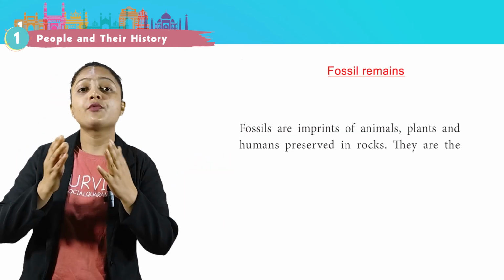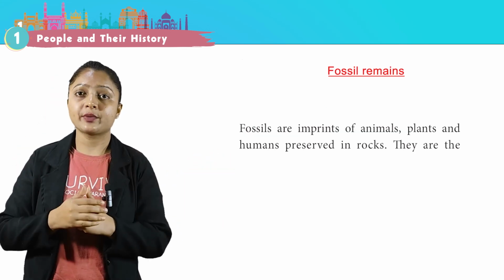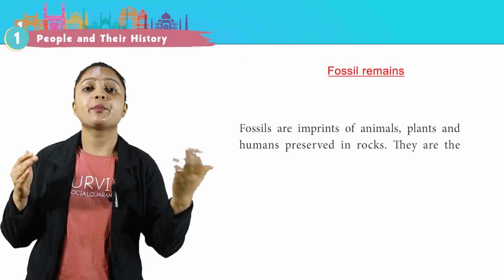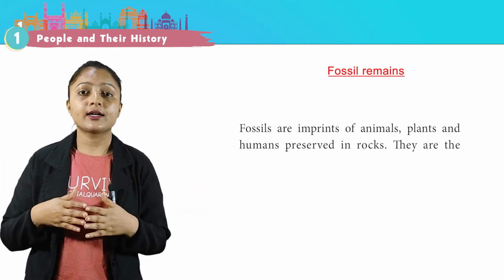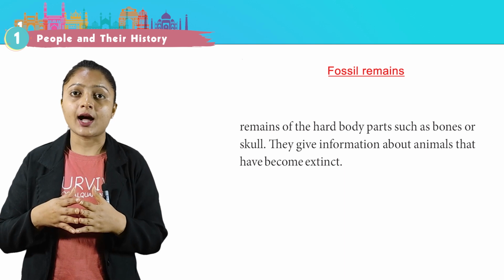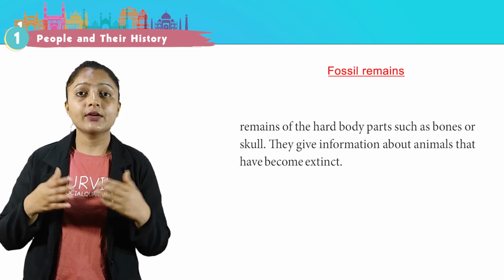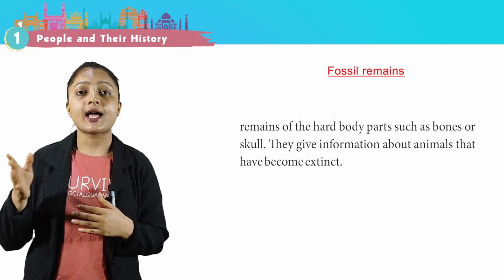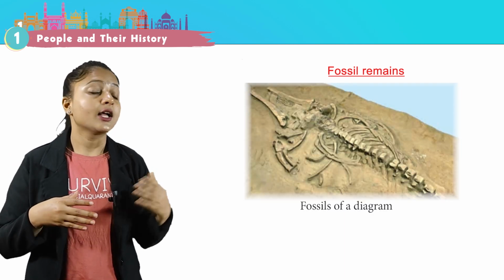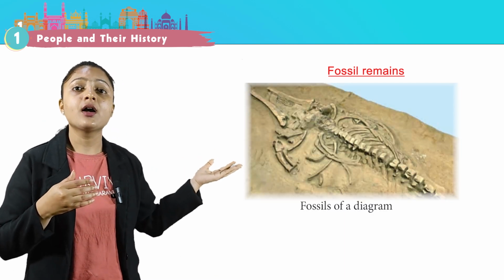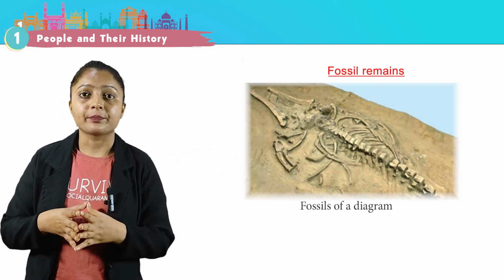Fossil remains. Fossils are imprints of animals, plants and humans preserved in rocks. They are the remains of the hard body parts such as bones or skull. They give information about animals that have become extinct. Look at this picture. This is the picture of a fossil of a dinosaur.